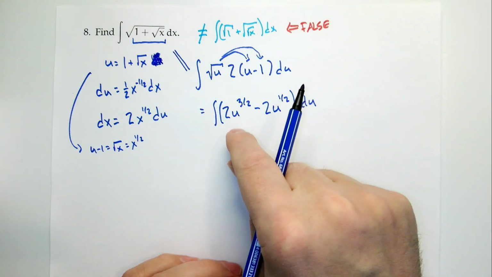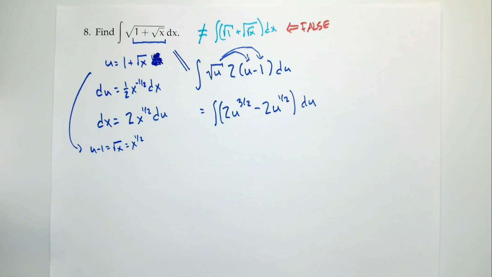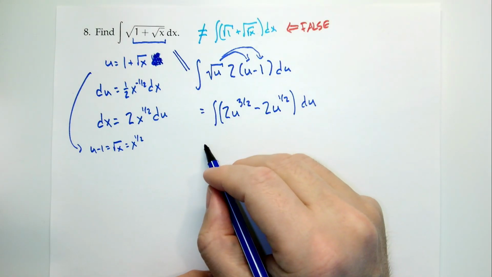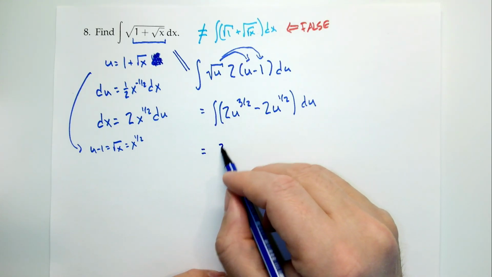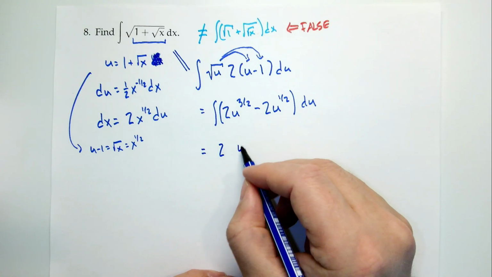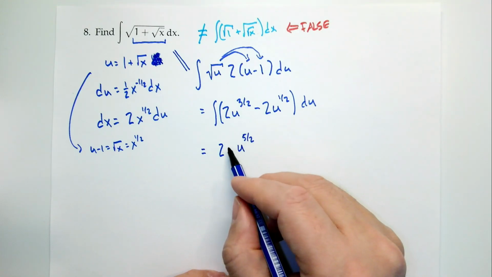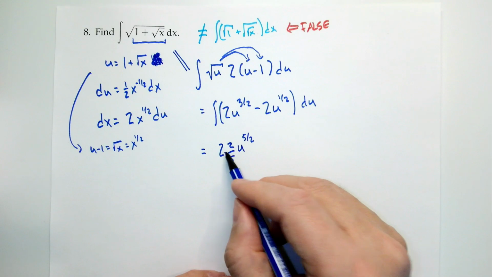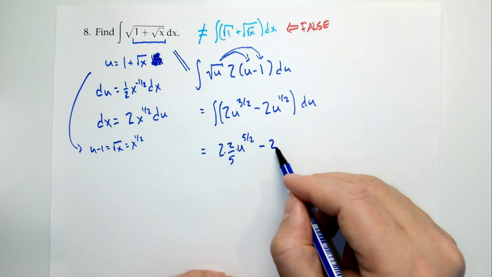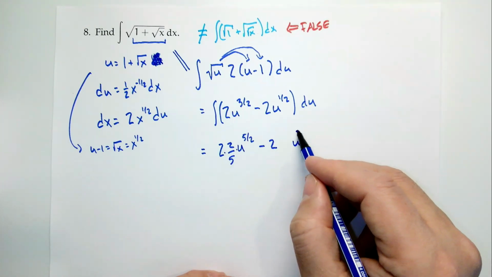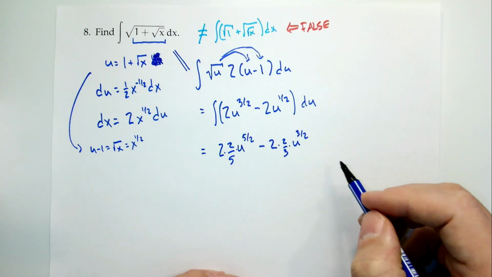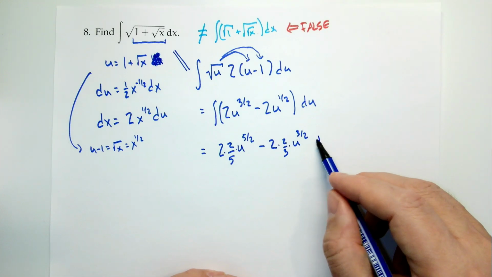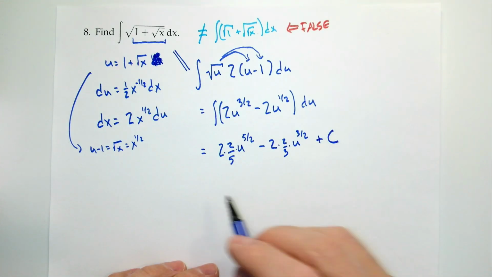See, these pieces are both, there's a technical term for this, nice. And so, since they're both nice, we can find their antiderivatives. All right, so 2, we're going to add 1 to 3/2. That would give us 5/2, multiplying in front by the reciprocal. Then minus 2, add 1 to 1/2, that's 3/2, multiply in front by the reciprocal. And because it's an indefinite integral, don't forget you need that plus c.